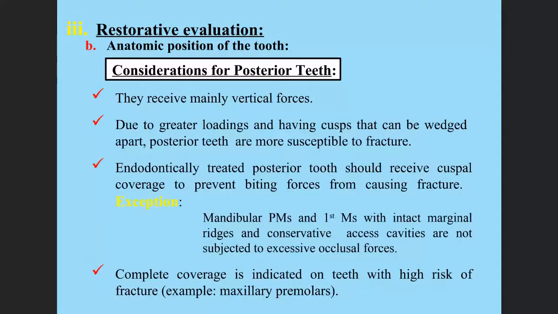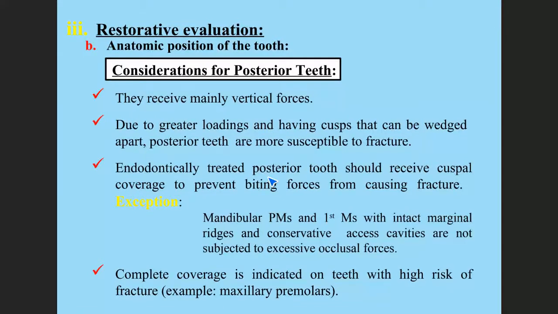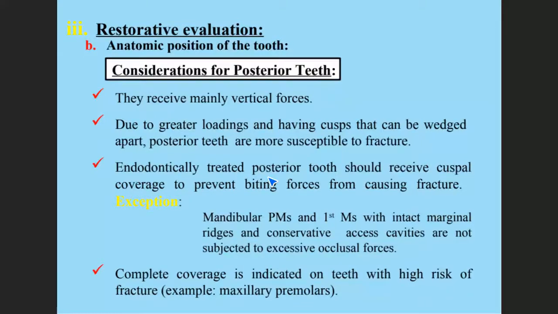Posterior teeth receive mainly vertical forces, and here, because of greater loading and also the cusps, which can be wedged apart, these teeth are more susceptible to fracture. So endodontically treated teeth should receive a crown or cuspal coverage to prevent biting forces from causing fracture.